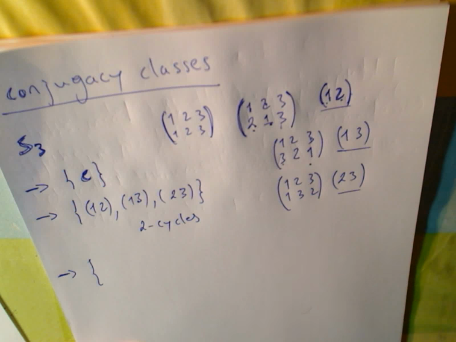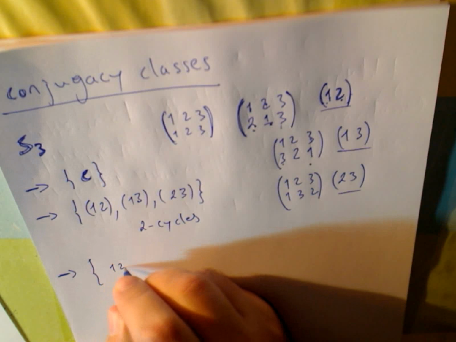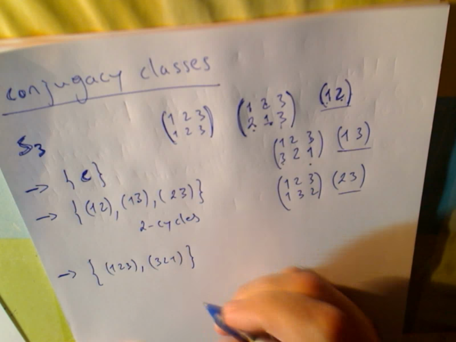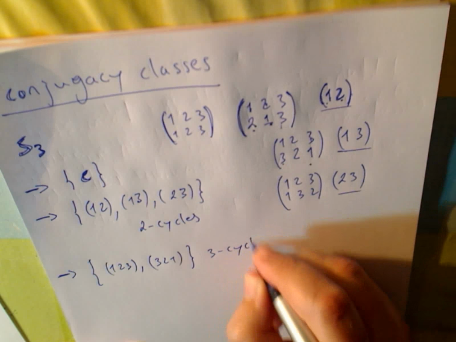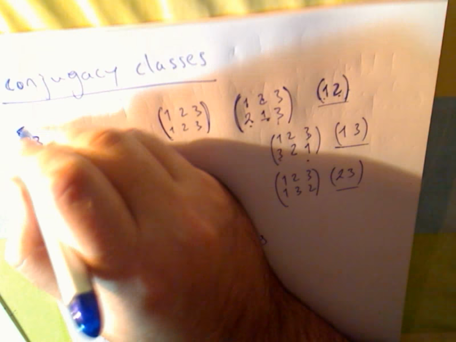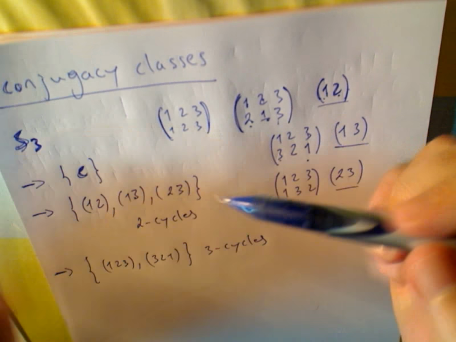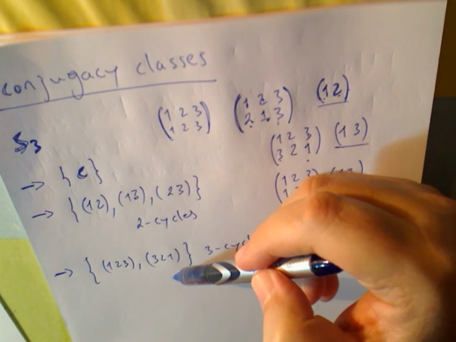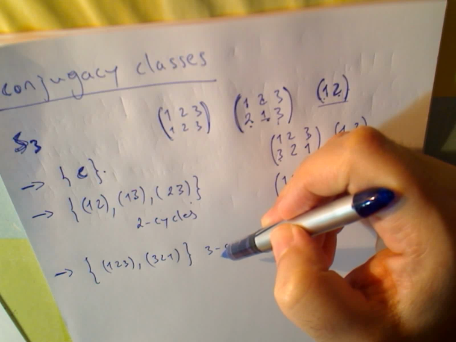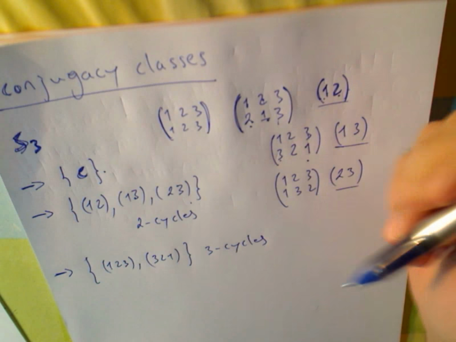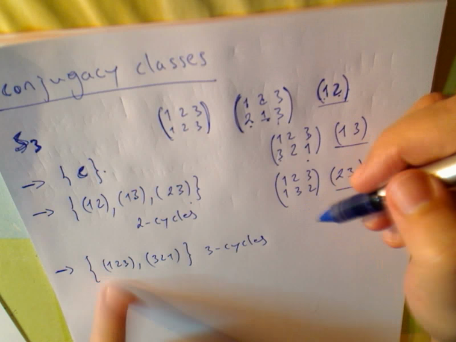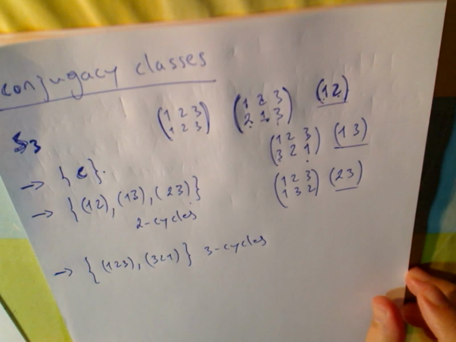So that will be 1, 2, 3, and 3 to 1, the 3 cycles. As you see, every element of S3 is in one of the classes. Either it's in this one, or this one, or this one. And these are the conjugacy classes. I hope you are used to this notation, but this video is not about that.